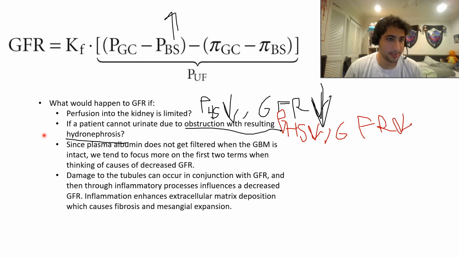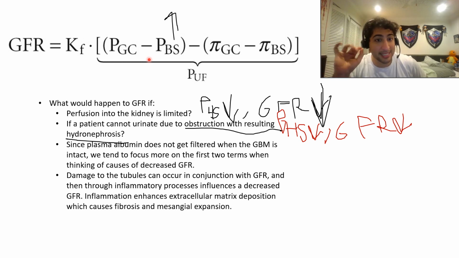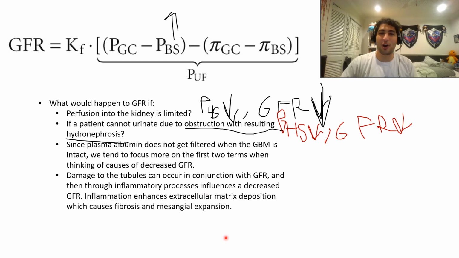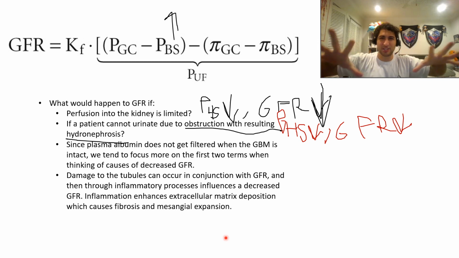Since plasma albumin doesn't get filtered when the glomerular basement membrane is intact, we tend to focus on these two terms when we think of the causes of decreased GFR. When we're talking about someone with an intact GBM, damage to the tubules can occur in conjunction with decreased GFR, and then through inflammatory processes make an even more decreased GFR. And inflammation will cause this extracellular matrix deposition, so you get this fibrosis, this mesangial expansion.